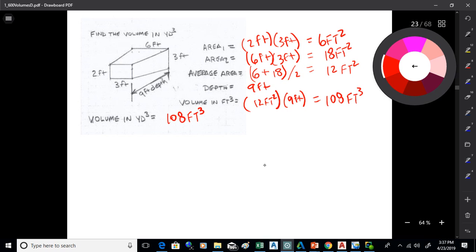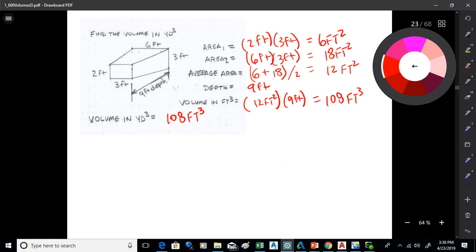What does a dump truck typically hold, a big dump truck? What's that? 5, okay, yeah, they come in different sizes. They have sideboards on them they can put up. They go 5. I've seen them as big as 9. Okay, but those are numbers that people know.